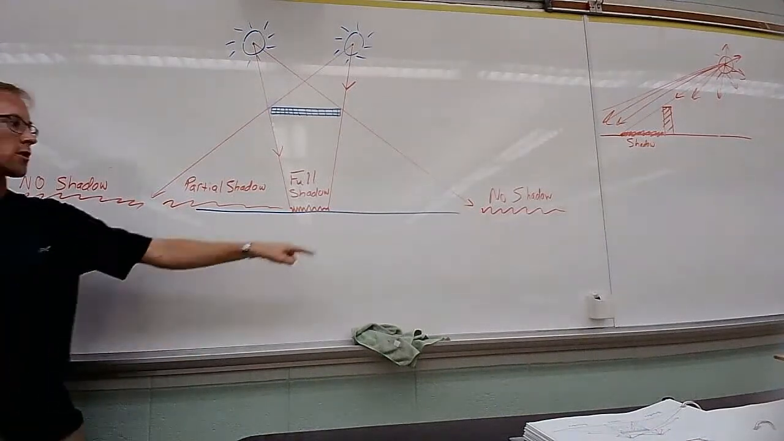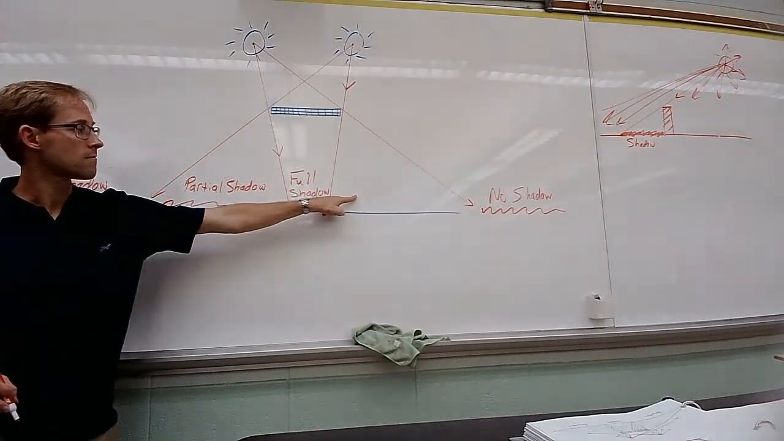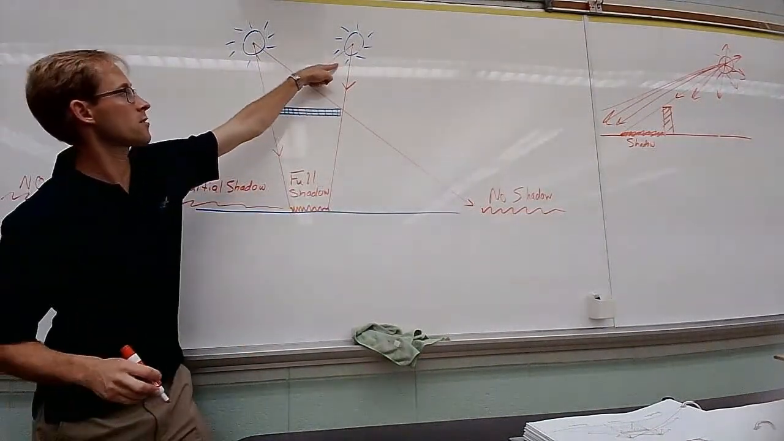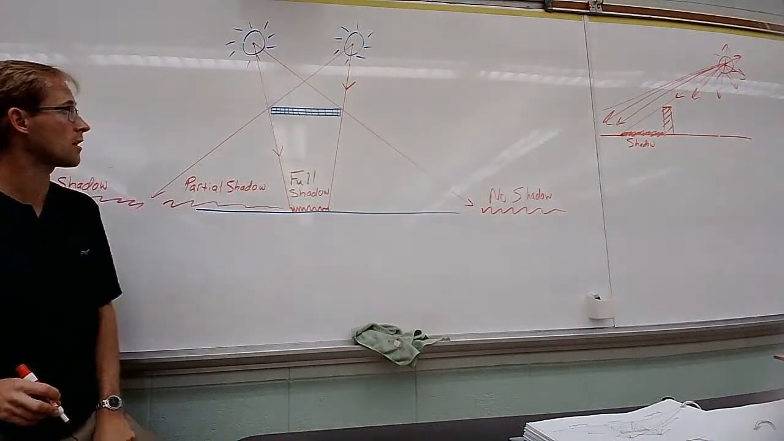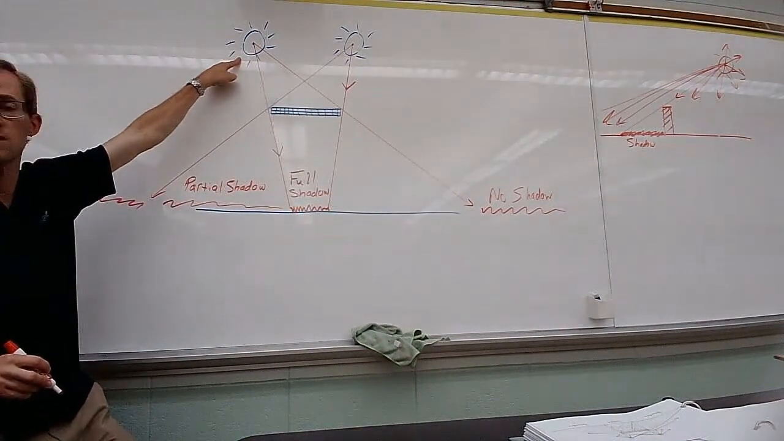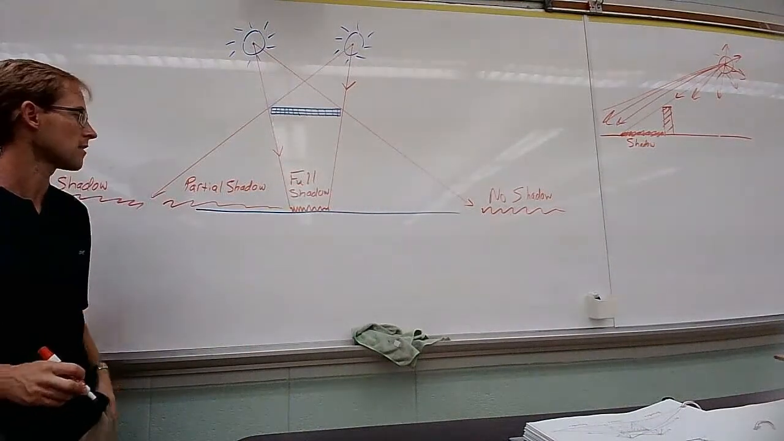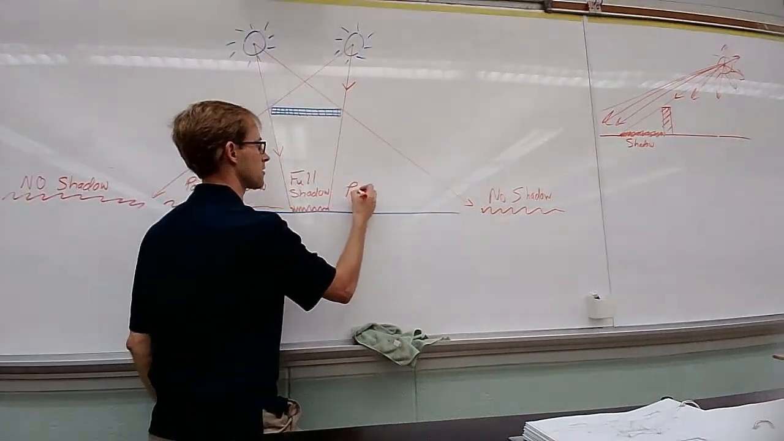Same thing, of course, would be true over here. All the light rays from this light source can freely make it to this location. None of the light rays from this side will make it to that spot. So this would also be partial shadow.